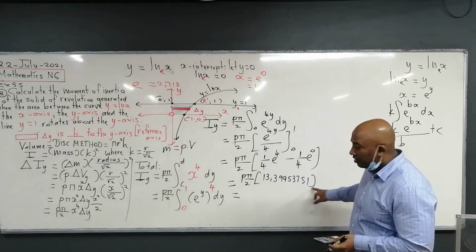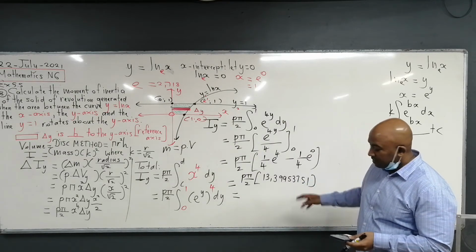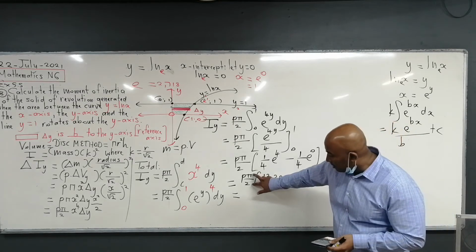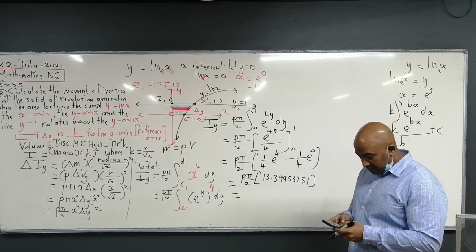Notice I am not rounding off anything here. There's no rounding off here. This is not the final answer. You need to multiply by pi over 2. That's times pi over 2.